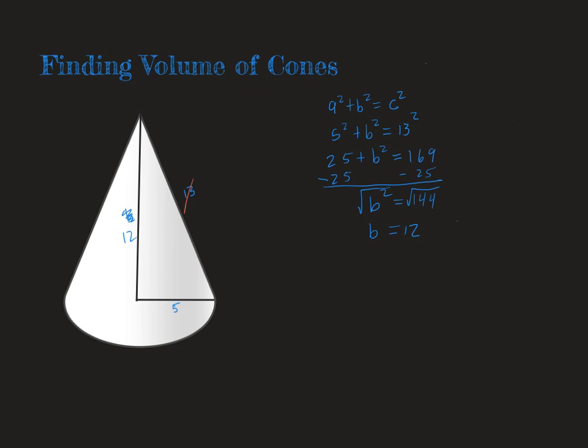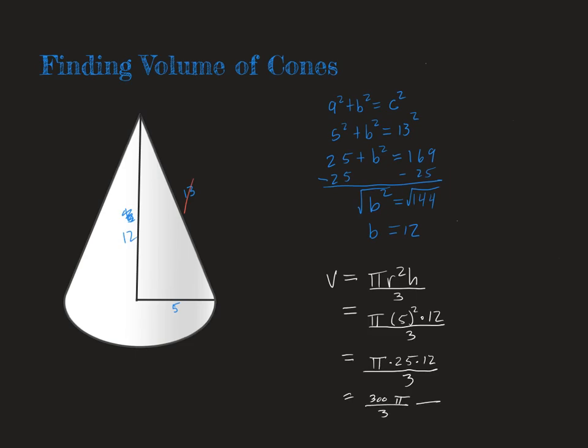Now you go back to your regular formula. So the volume is going to be V equals pi r squared h. So we're going to plug in our numbers. We have pi, r is going to be 5, so 5 squared times 12, and everything divided by 3. That's going to give you pi times 25 times 12 all over 3. 25 times 12 is going to give you 300 pi over 3. So when you simplify this, that is going to give you 100 pi.